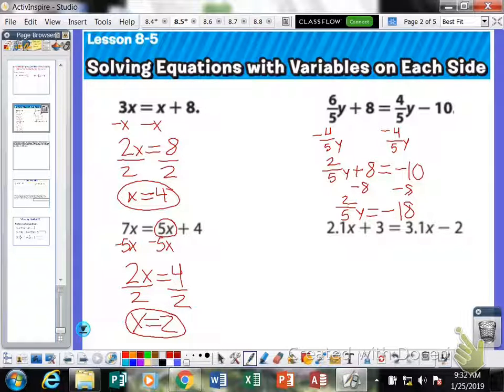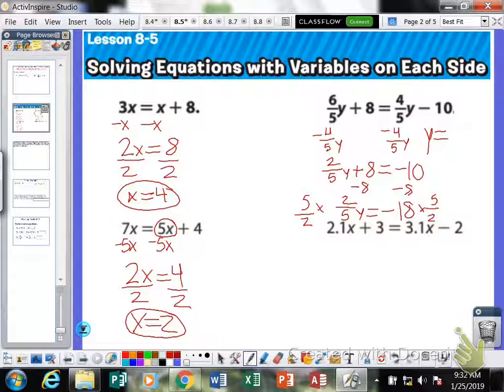So now we just want to get y by itself. The only thing we have left to do here is multiply each side by the reciprocal. So we're going to multiply 2/5 times 5/2, because that's going to cancel that out and just leave us with y. And we're going to multiply our negative 18 times 5/2.